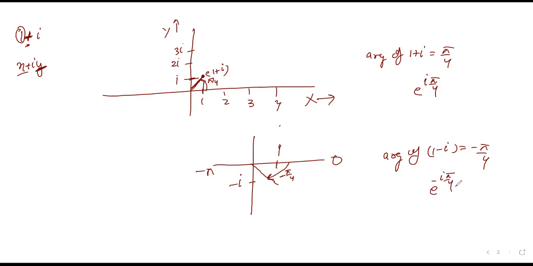Okay, sir. So my next question is, if I say 1 plus root 3 iota, how will you find the argument of this one? 1 is there and root 3 iota is there. That number will be this one only.